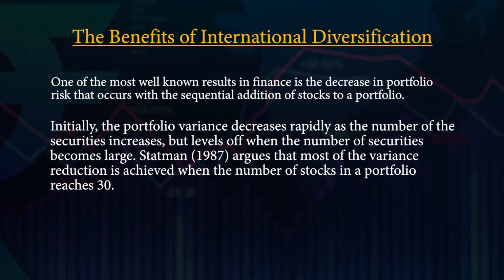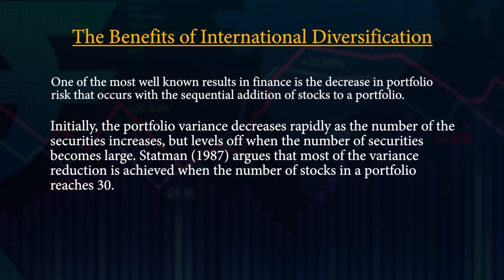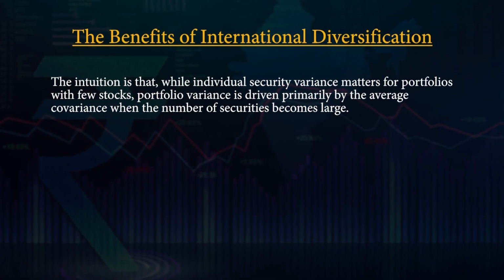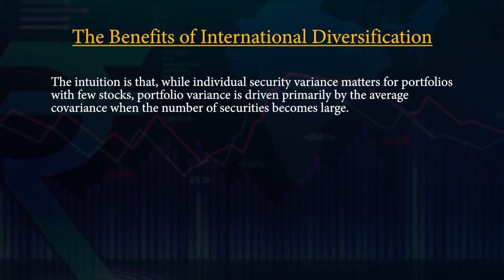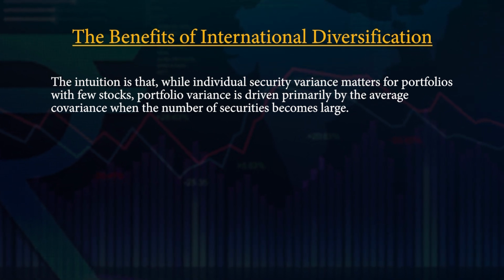Statman, in his 1987 paper, How Many Stocks Make a Diversified Portfolio, in the Journal of Financial and Quantitative Analysis, argues that most of the variance reduction is achieved when the number of stocks in a portfolio reaches 30. So if you go to any stockbroker and ask what is the optimum number of stocks one should have in their portfolio, they will always give you the answer that 30 is the optimum number of stocks that you should have. Now, the intuition is that while individual security variance matters for portfolios with few stocks, portfolio variance is driven primarily by the average covariance when the number of securities becomes large.